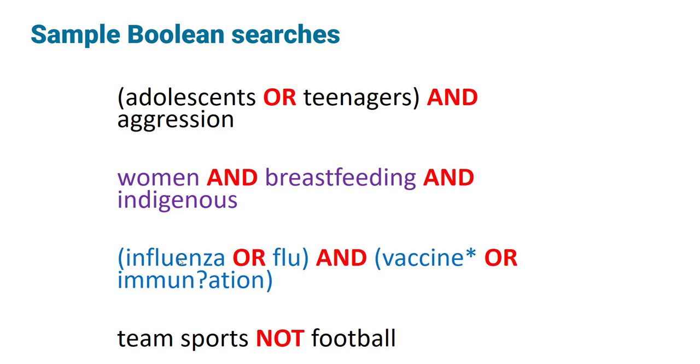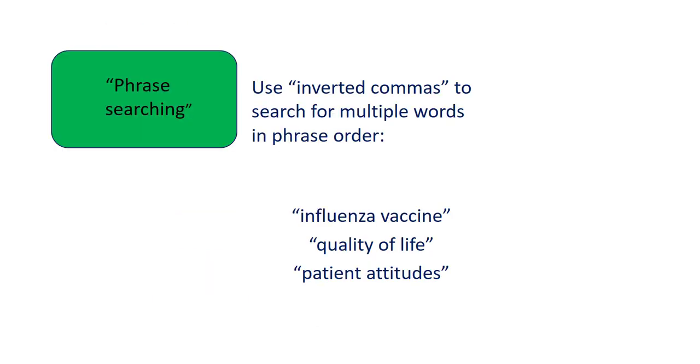In the third example, we have created nests. One is the flu nest in round brackets. The second nest is the vaccination terms, and it is combined with AND. And the last example is a NOT example. Some other techniques include phrase searching, and these are used for terms like quality of life. Just put double quotes or inverted commas around the actual phrase. The words are then searched in that order.